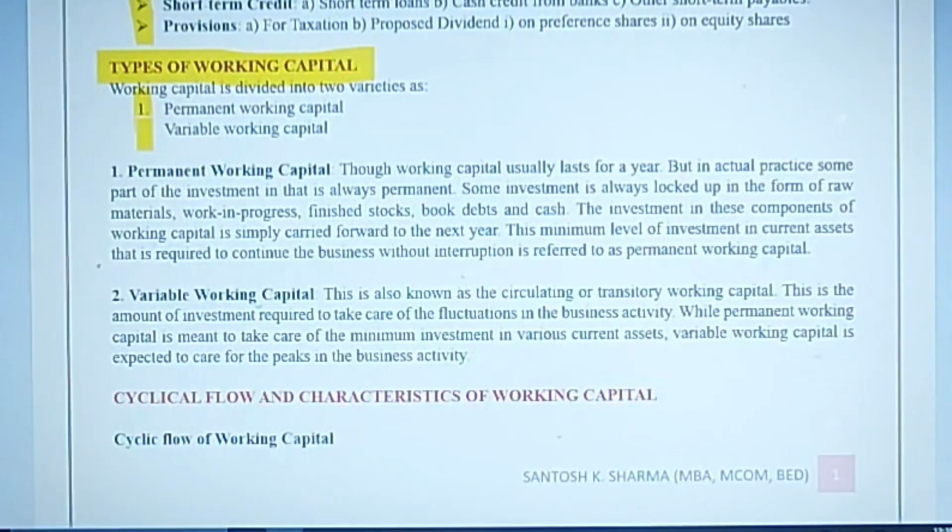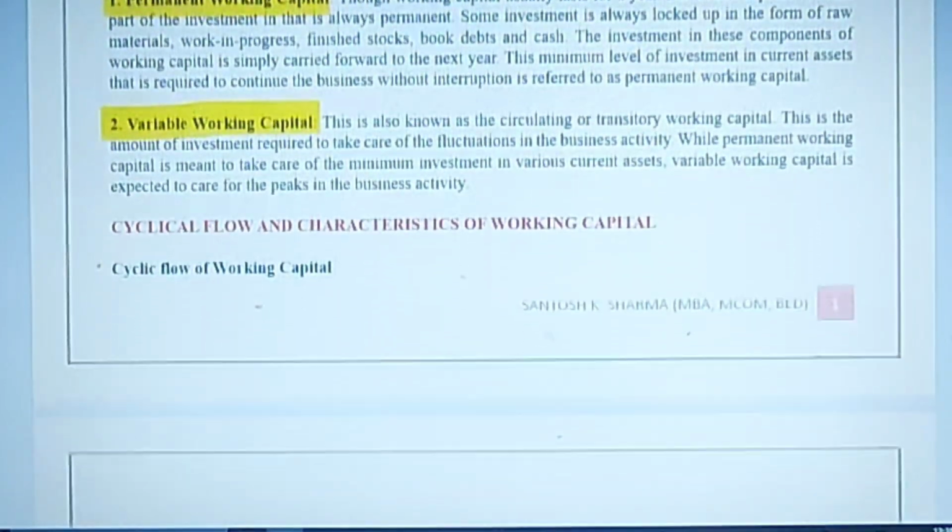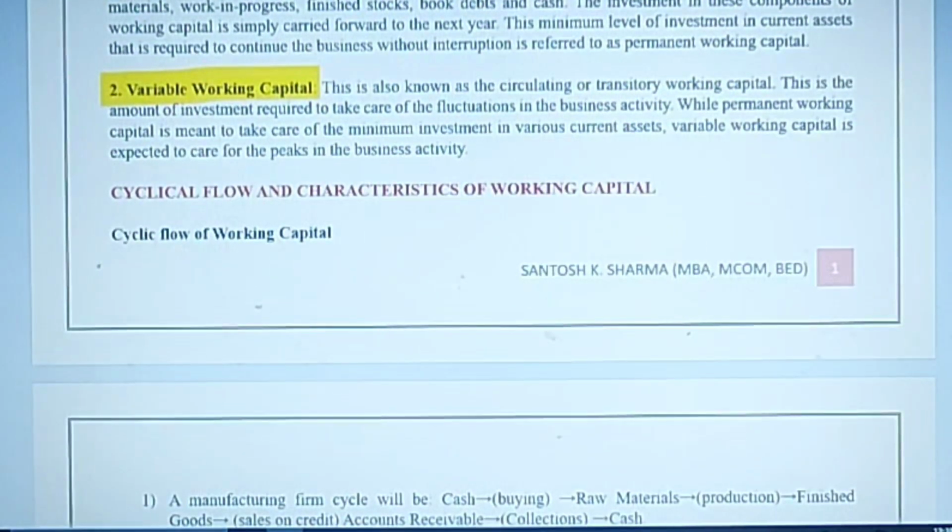The next topic is the different types of working capital. Basically, two types are there. One is permanent, the other is variable. And you must understand the meaning of permanent and variable, because permanent is basically fixed in nature and variable is flexible working capital. So as and when the business requires money, they are arranged by this variable working capital.